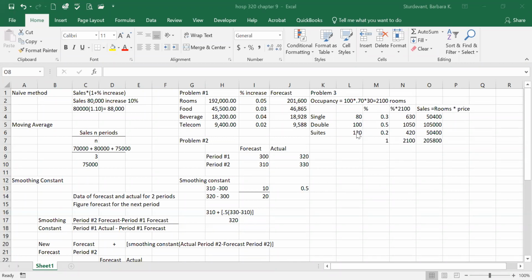These were the prices of the rooms. And then these were the percentages. They gave us these two, and we know it has to equal 1 or 100. So we knew that the suites had to be 20%. This was just taking these percentages by the 2,100. And then I just added them to make sure that we covered all of our rooms. And then we're looking for sales. So you're taking your sale price times your rooms to get your sales. Questions on that?